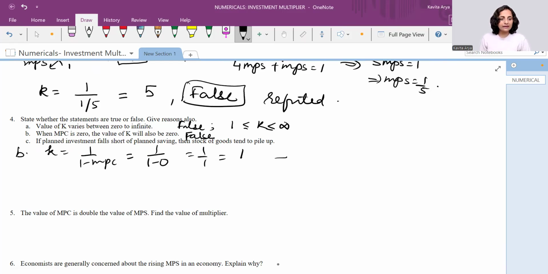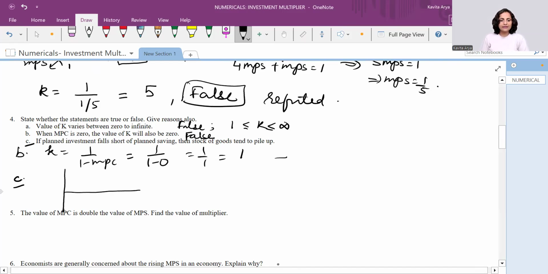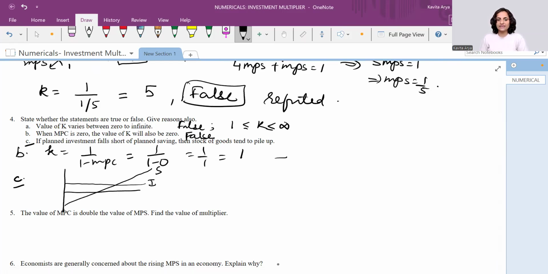Now, the third statement says if the planned investment falls short of planned saving, then the stock of goods tends to pile up. I'll try to show it with the help of a diagram also. We had this as the saving function and this as the investment function. They say investments are short of savings. It means savings are more. This is the region they are talking about. And where is our equilibrium? Equilibrium is this point where S is equal to I.